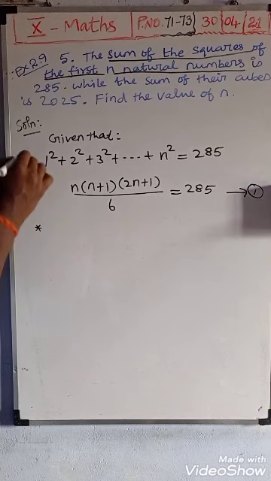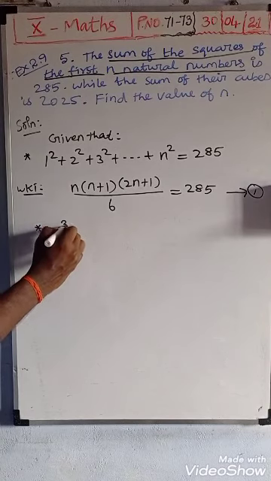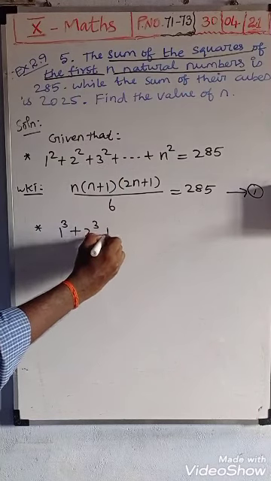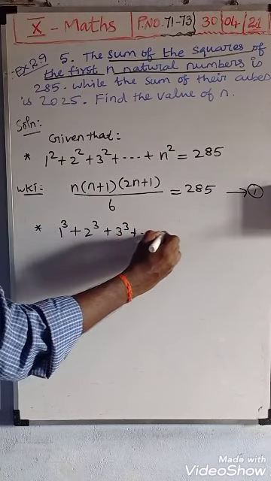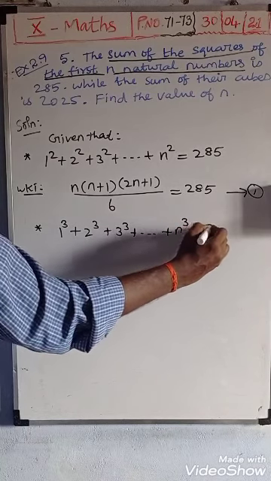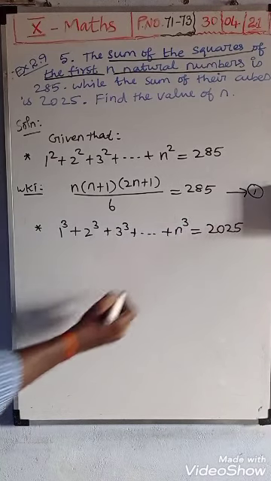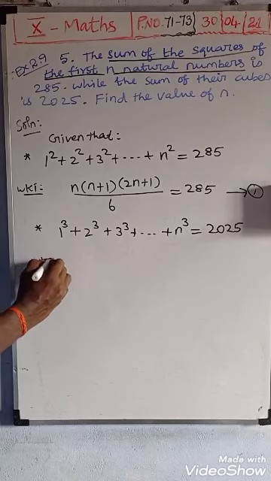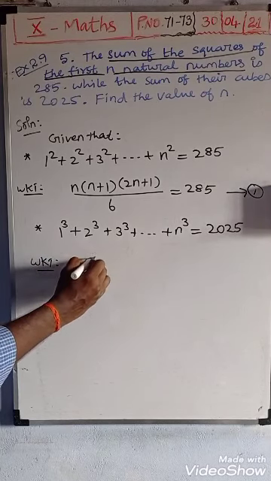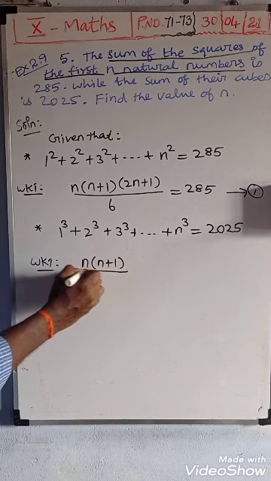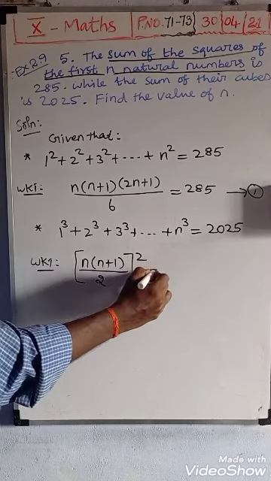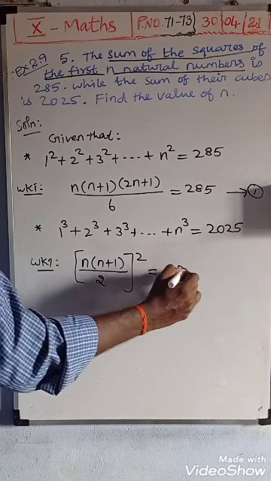Next condition, what is given: the sum of the cubes, so 1 cube plus 2 cube plus 3 cube plus up to n cube, value is 2025. Now we know this formula. What is the formula for cube numbers? n into n plus 1 by 2, the whole square. This is equal to 2025.